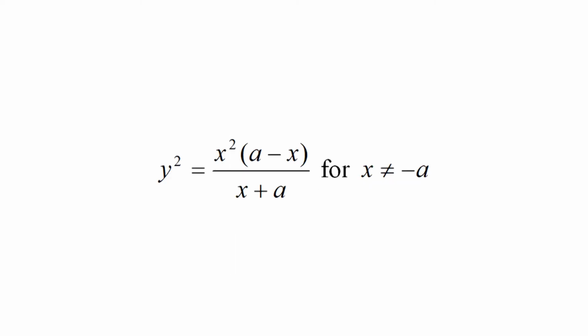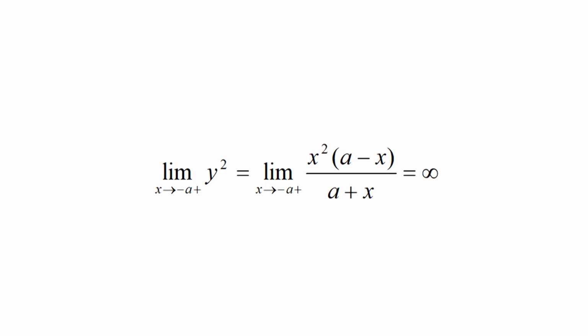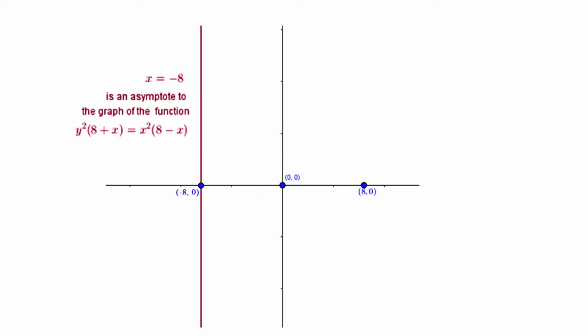We have y square is equal to x square into a minus x whole divided by x plus a, for x not equal to minus a. Thus, limit x going to minus a plus of y square is equal to limit x going to minus a plus of x square into a minus x whole divided by a plus x, which is plus infinity. Hence, x is equal to minus a is an asymptote.